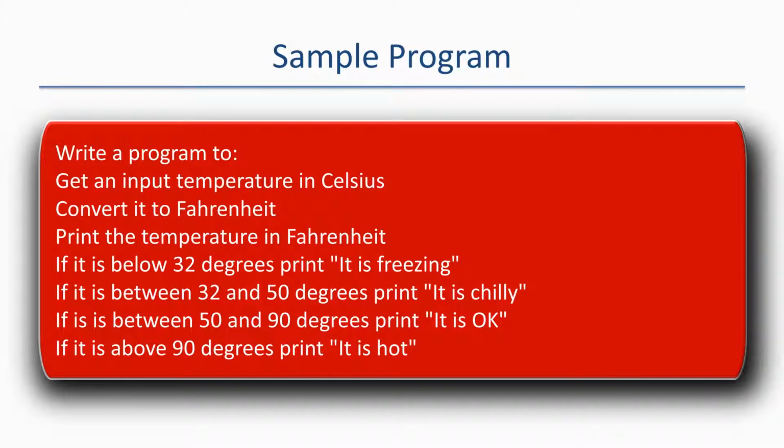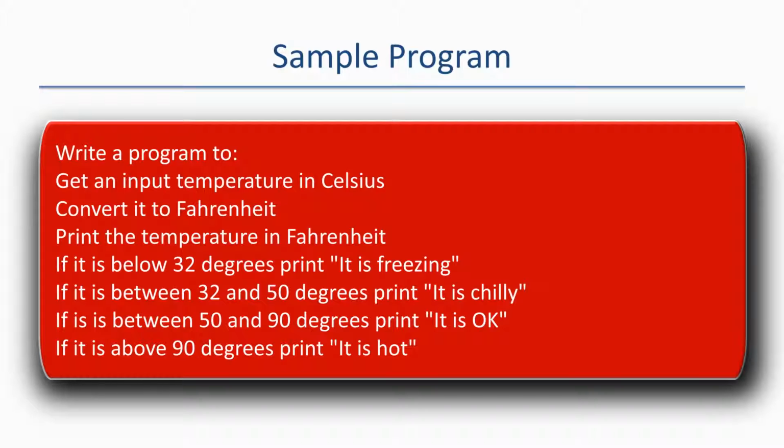Let's imagine that we would like to write a program to get an input temperature in Celsius, convert it to Fahrenheit. Then we would like to print the temperature in Fahrenheit. Then if it is below 32 degrees, we would like to print it is freezing. If it is between 32 and 50 degrees, we would like to print it is chilly. If it is between 50 and 90 degrees, we would like to print it's okay. And if it is above 90 degrees, we would like to print it is hot.